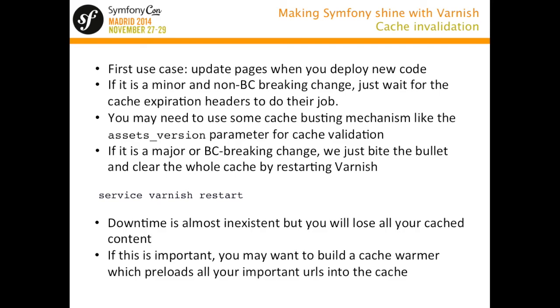But you may need to use some cache busting mechanism, like the asset version is used for assets. If you use cache validation, if you, for example, return content depending on whether an object has been modified or not, even if you add some new code, then this object is going to have not been modified. So it's going to say, okay, I'm still valid, so it's going to still serve the old content. So you have to add some kind of cache busting, like a parameter or a version parameter or whatever that can help.